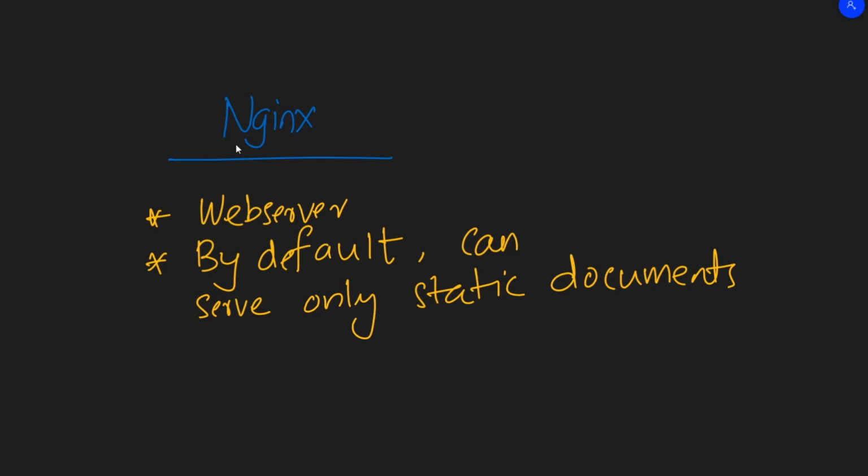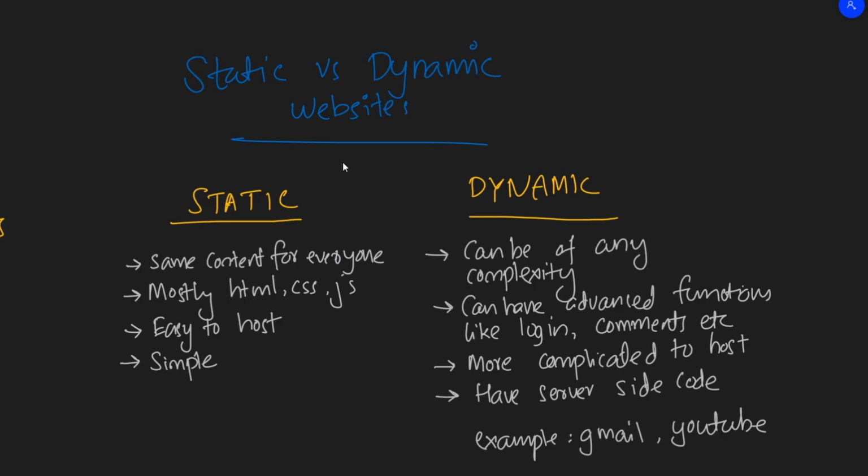So Nginx is a web server, and by default, Nginx can serve only static documents, or it can only serve static websites. Now comes the question of what is a static website? What are other kinds of websites? Well, there is another kind called dynamic websites. What is the difference between static and dynamic websites?